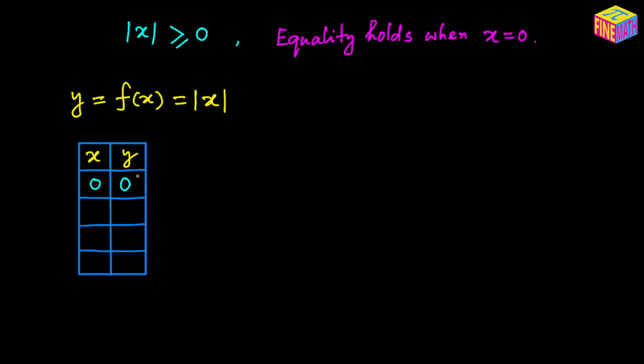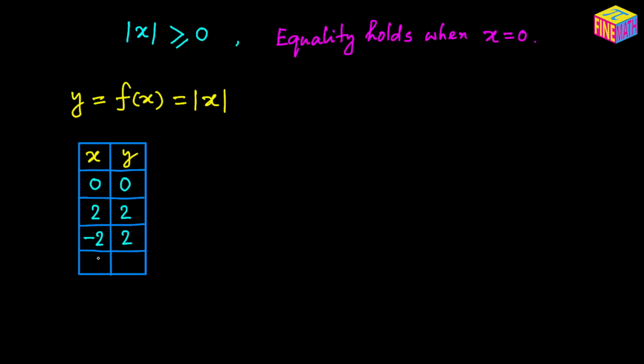because modulus of 0 would be 0. And if we use x as positive 2, modulus of x would also be positive 2. If we use x as negative 2, then modulus of x would be positive 2 because the modulus function always gives us the non-negative value. So y would be 2 because y is nothing but the modulus of x.